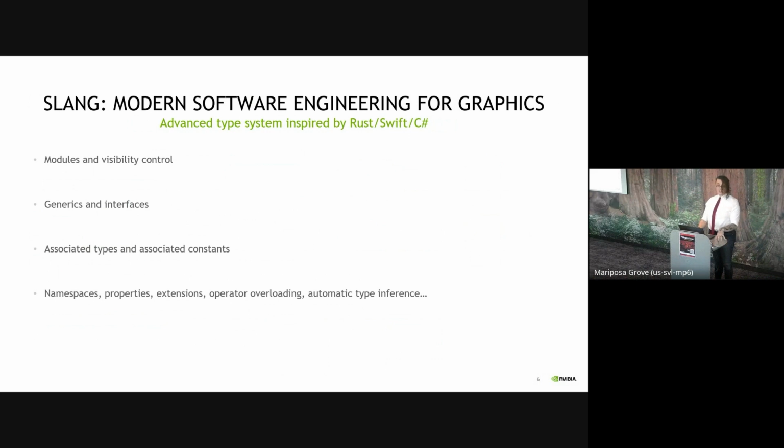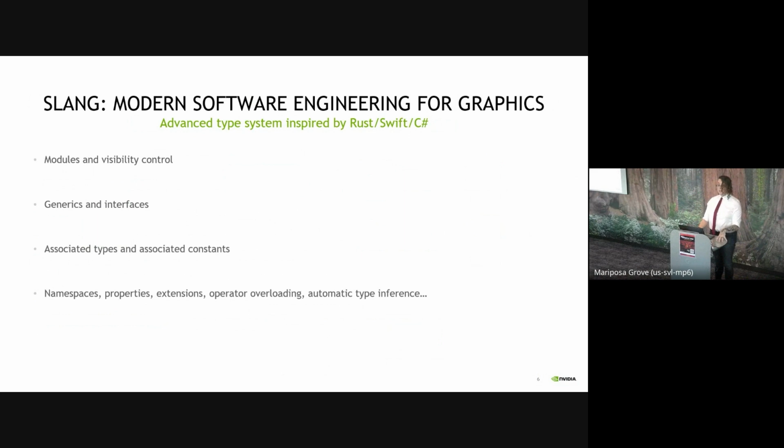So one of the things that Slang brings to the table is a more advanced type system and a more advanced language with a lot of features inspired by Rust and Swift and C# that our developers might be familiar with, but that also are not something they've used before in GLSL or HLSL or other shading languages. So there's a quick list here.